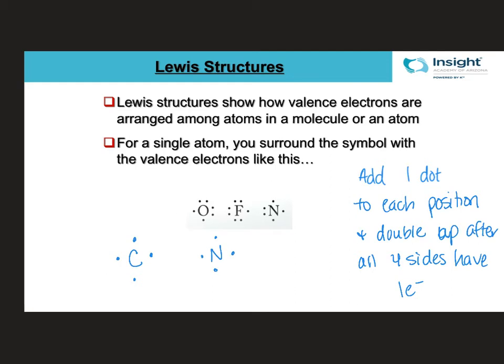And I mean, this is correct. You could also move that electron somewhere else. It's just that you only start pairing up once you've put 1 electron on each side. Like oxygen, to get that one set up, it has 6 valence electrons. Do 1, 2, 3, 4, 5, 6.